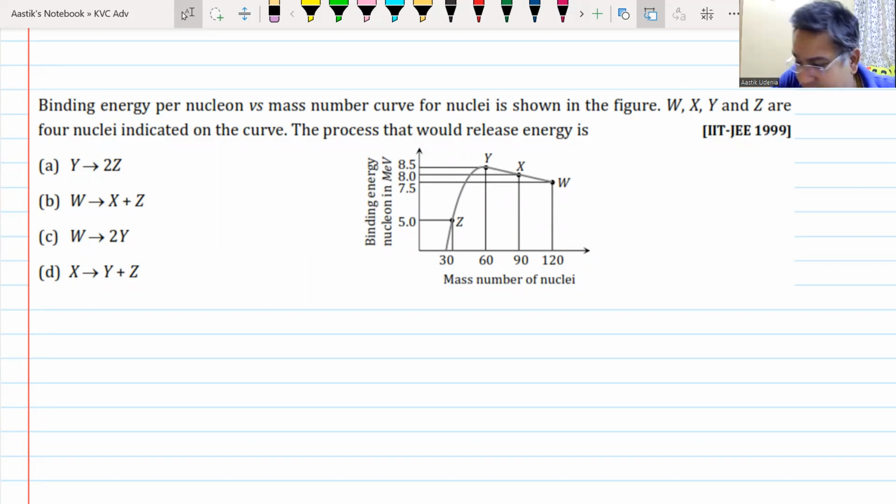I think students have disconnected. So what we will do is, since the time of the class is going to get over, we will discuss this question in the class tomorrow.